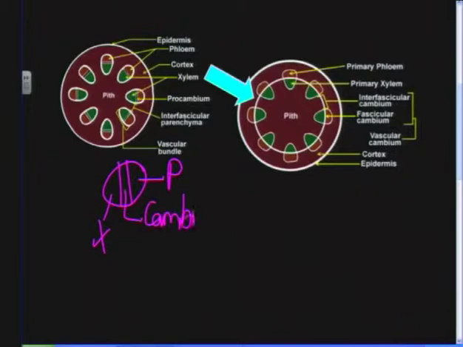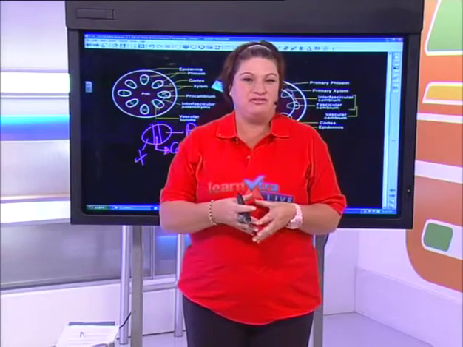Now, here comes the terminology again. The cambium that is in between the two over here is called the intervascular cambium. So what we're going to find over here, we have the cambium, which is called fascicular cambium. It means it's cambium within the vascular bundle.